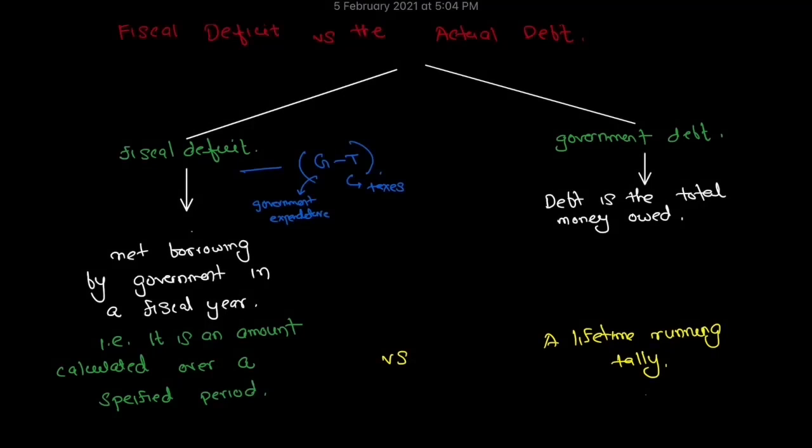So we are going to start with fiscal deficit versus the actual debt. Correct. Now what is fiscal deficit basically? So fiscal deficit refers to the net borrowing which is done by the government in a given fiscal year. That is, it is for a given time period.